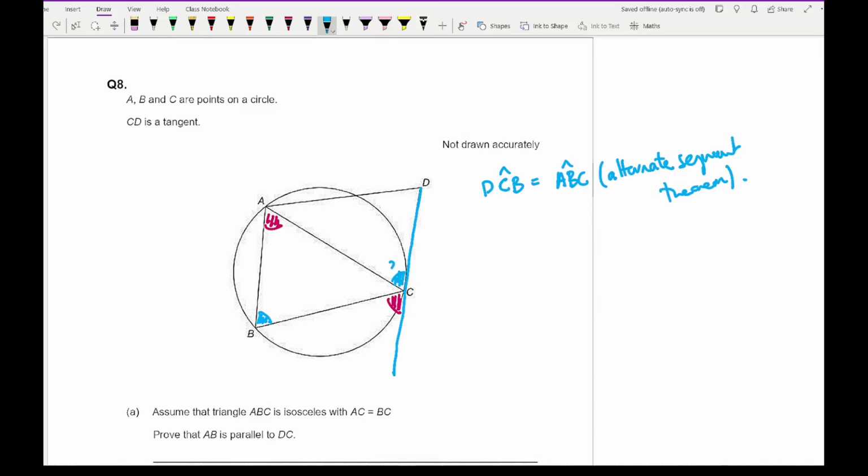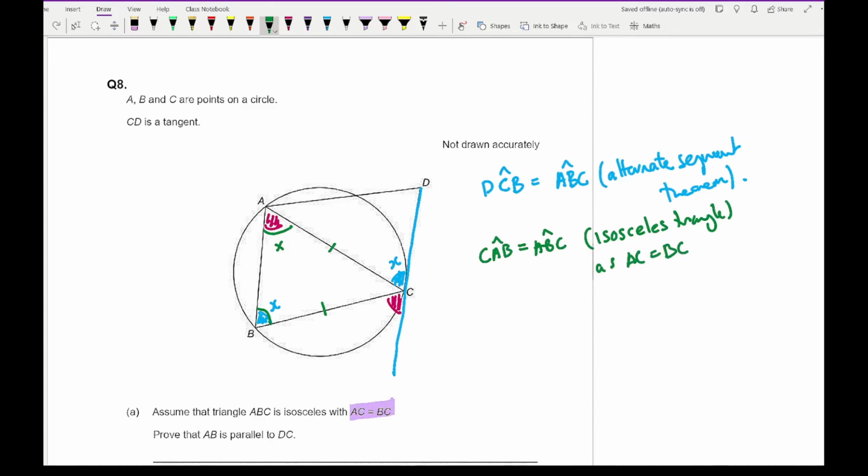Now if I just label this x, this is going to be x. Our next statement says that we can assume that AC is equal to BC, which basically means that this length here is the same as that length there, which therefore shows that this angle here is going to be the same as this angle here, because it's an isosceles triangle. So let's start by writing that down. CAB is equal to ABC, because it's an isosceles triangle, as AC equals BC.